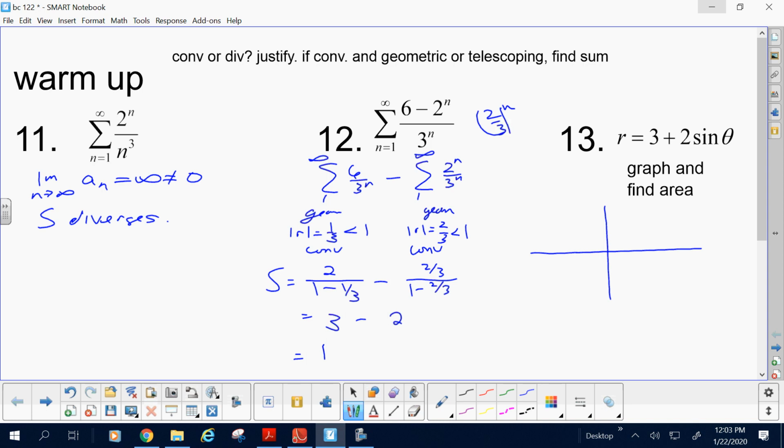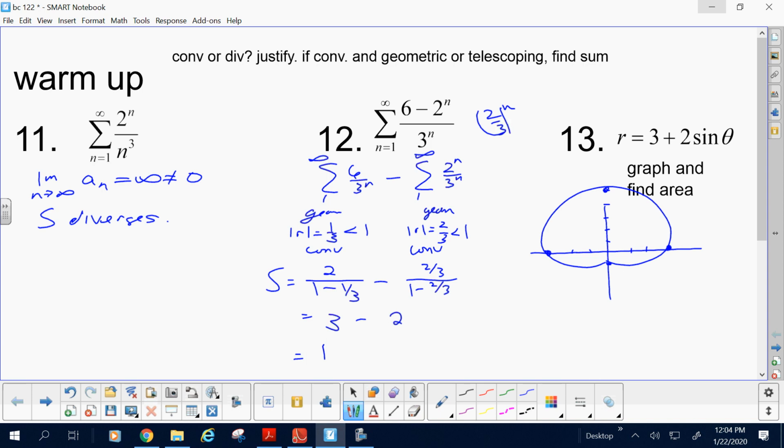It's got symmetry about what axis? Y-axis. So you should, at the 90s, at 0 have a radius of 3. At pi over 2, 5, 3, and 1. It should have a dimple to it, a concavity to it. A pinch is nice. I like it. Okay. The area.